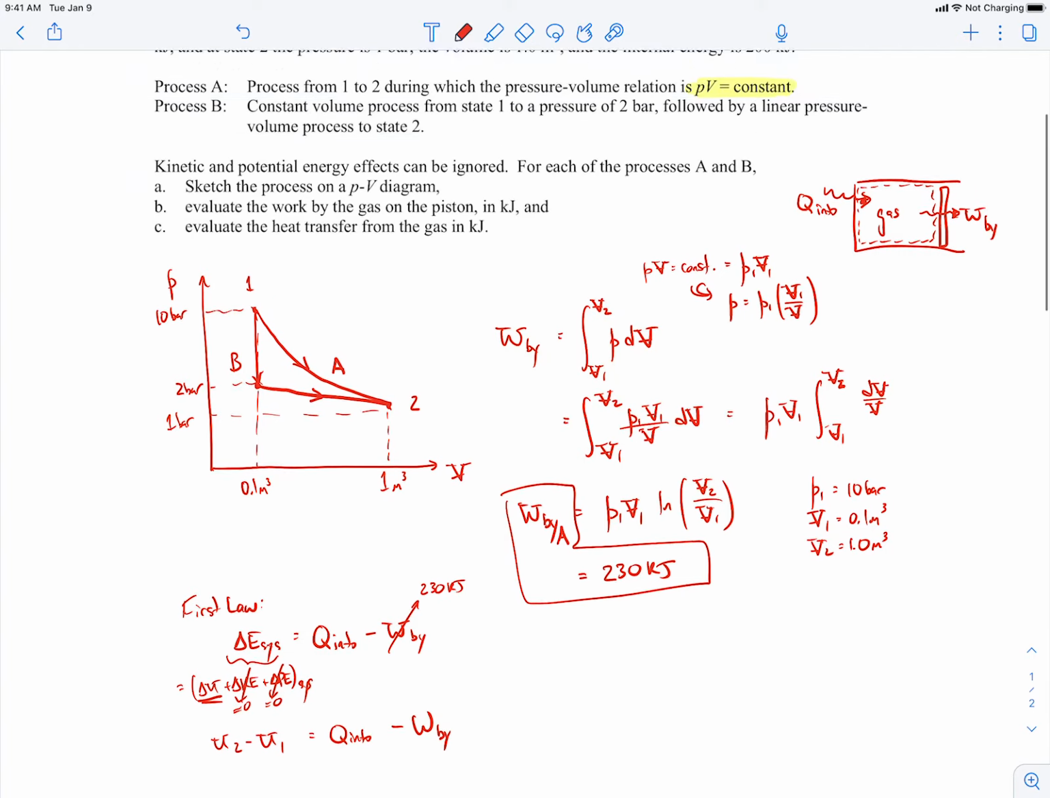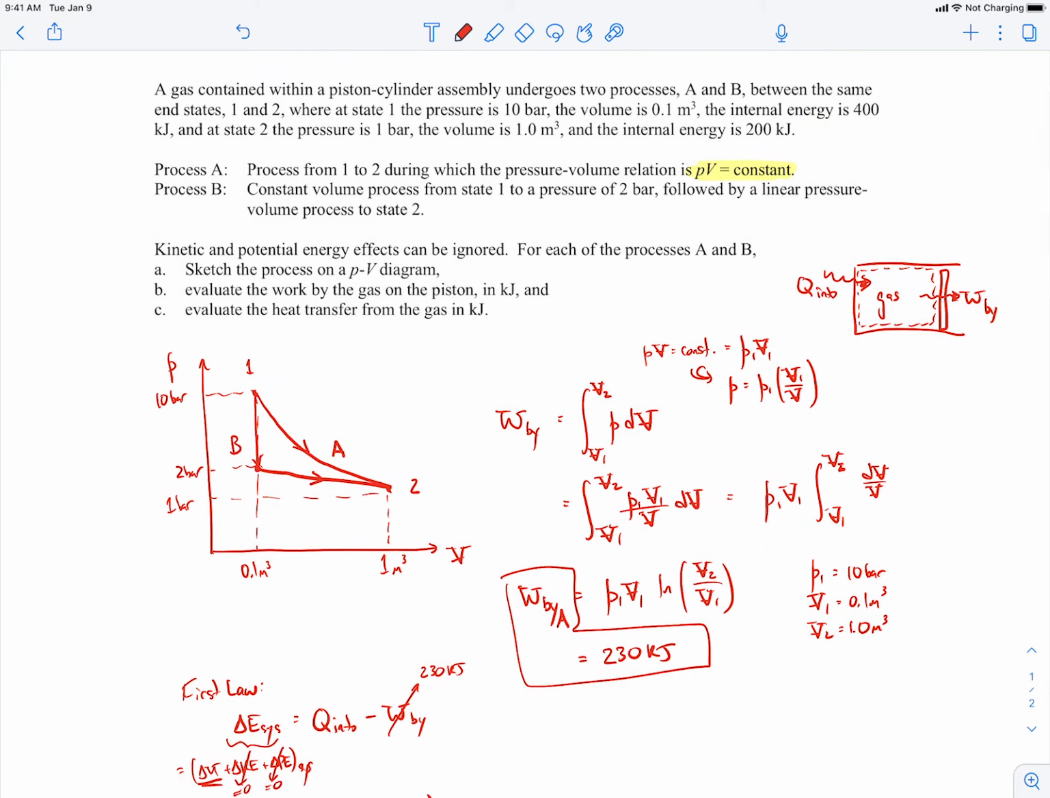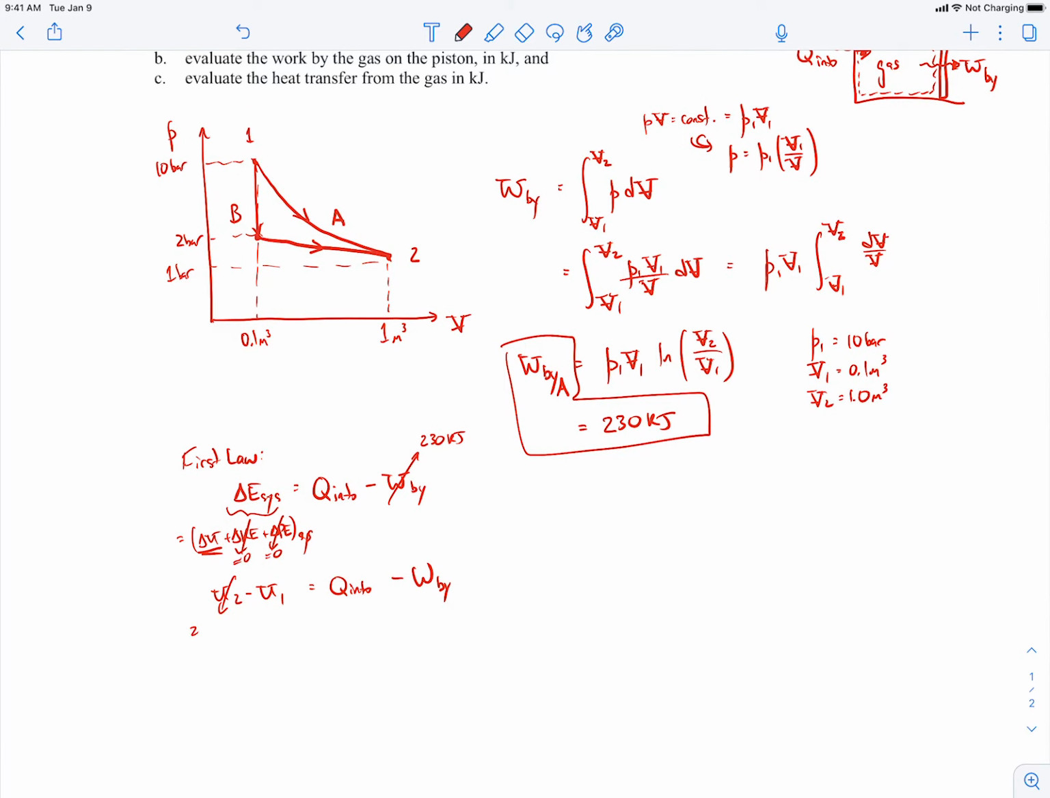And we're given U2 and U1. We're told initially the internal energy is 400 kilojoules, and then at state 2, the internal energy is 200. So this will be 200, and it was initially at 400 kilojoules. Then we can plug in our values. When we work all that out, what we'll find is the heat transfer, Q, into the gas comes out to be 30 kilojoules.